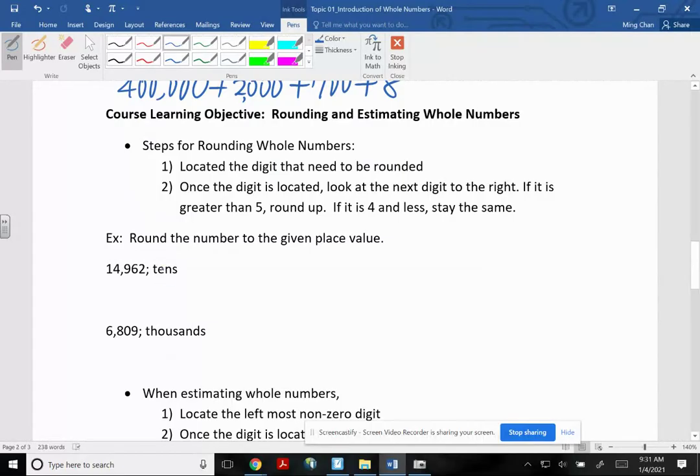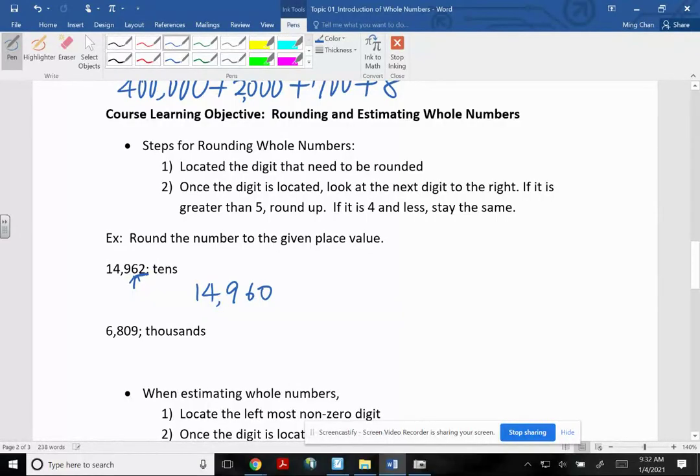All right, this part wants me to round to the nearest tens. So the tens is the 6. If you look at the digit to the right, the 2 will make my 6 stay the same. So my answer should be 14,960. Excuse me, yeah, the 2 will actually become a 0 because we round in the 6. So this number is actually closer to 14,960.